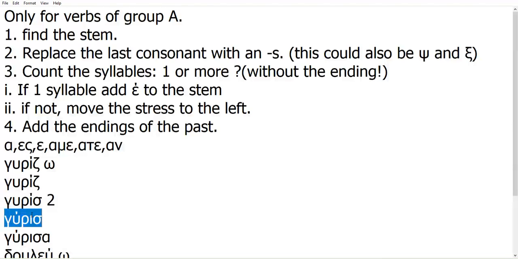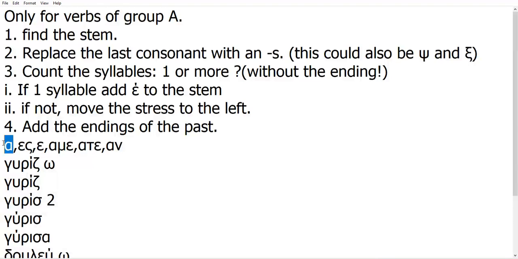And the last thing is I add the ending of the past. So we have here the endings of the past. I want to make this verb in the first person, so I just add an A, γύρισα. If I want the first plural, I would say γυρίσαμε.